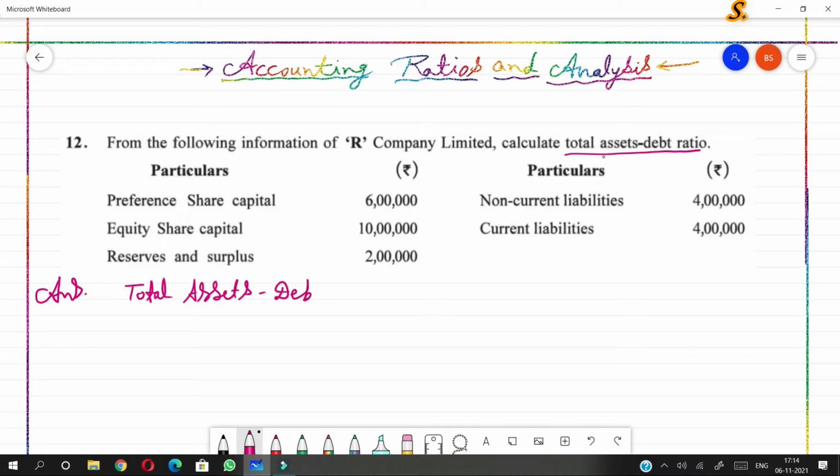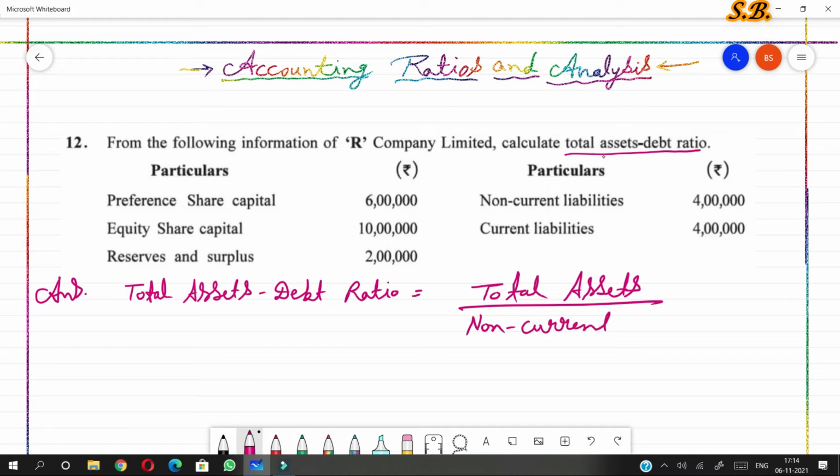debt ratio equals total assets divided by non-current liabilities. Students, you will see that here non-current liabilities are given, only total assets are not given.